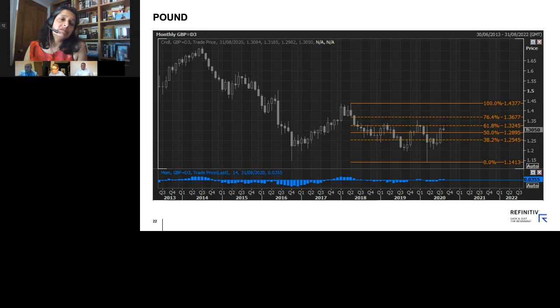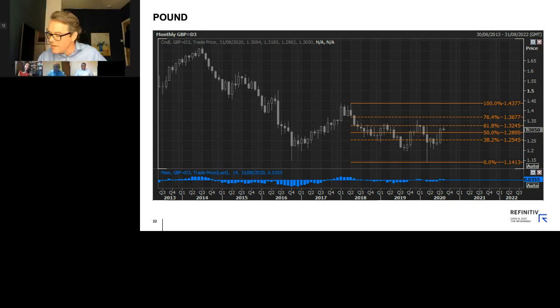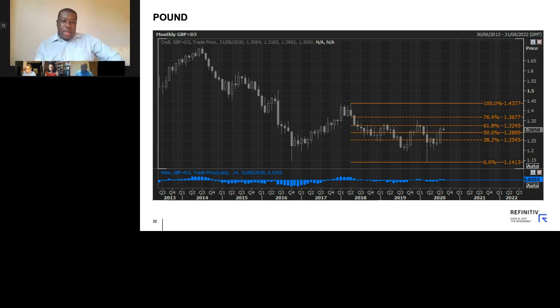All right, and from a technical perspective, it looks like there's quite a lot of scope for gains. I'm just looking at some of your charts. You say that the typical drop we get for sterling against the dollar in August is unlikely to happen this year. What makes you think that? Because, obviously, my expectation is that the technicals look quite positive.